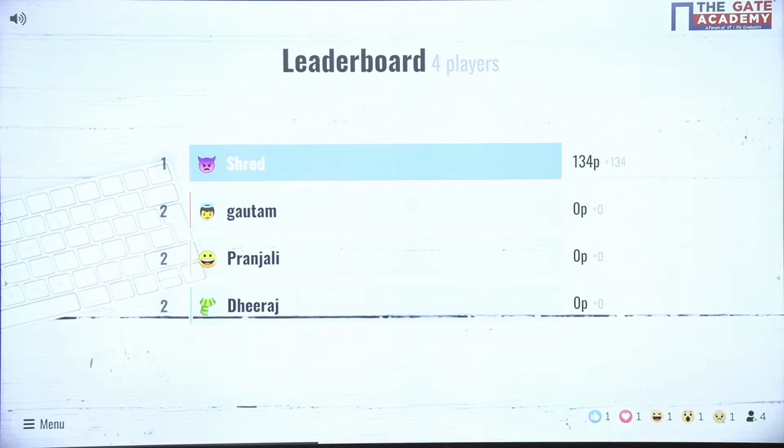Only one correct answer. What was the question? The question was whether the amplitude of this forced damped vibration system decreases, increases, or remains constant with time.